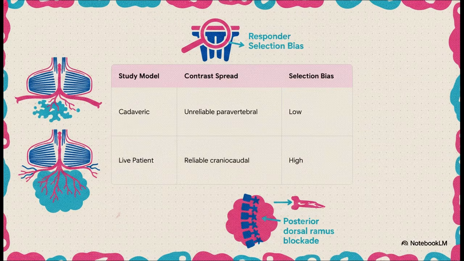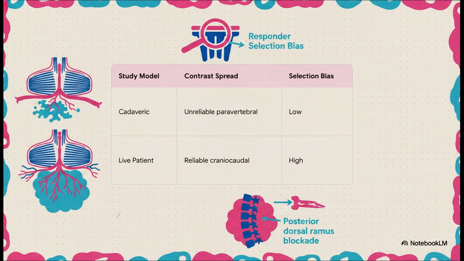Well, we have to consider tissue dynamics. Cadavers lack the rhythmic breathing, the muscle tone, and the intrathoracic pressure changes that might help pull that anesthetic anteriorly in a living, breathing patient. However, we also must be highly analytical and account for responder selection bias in the live patient literature.